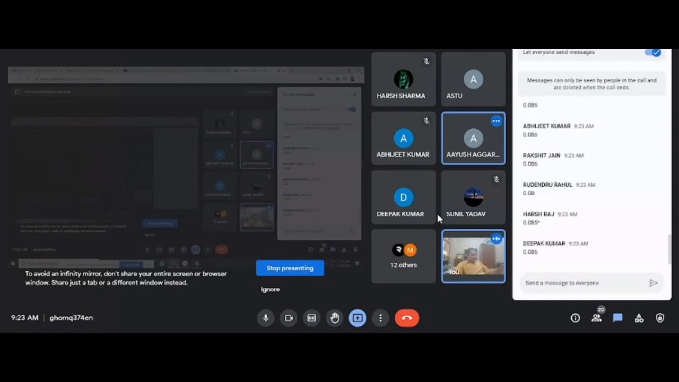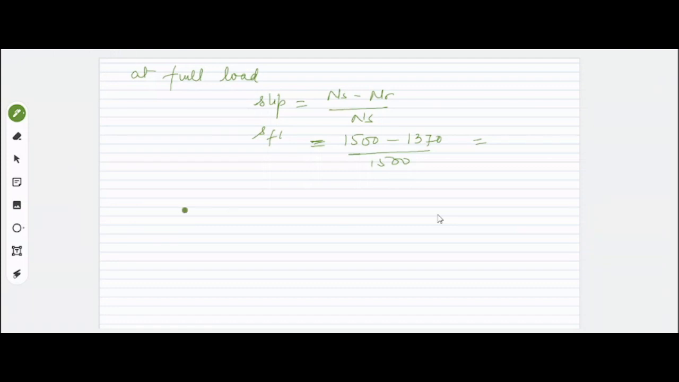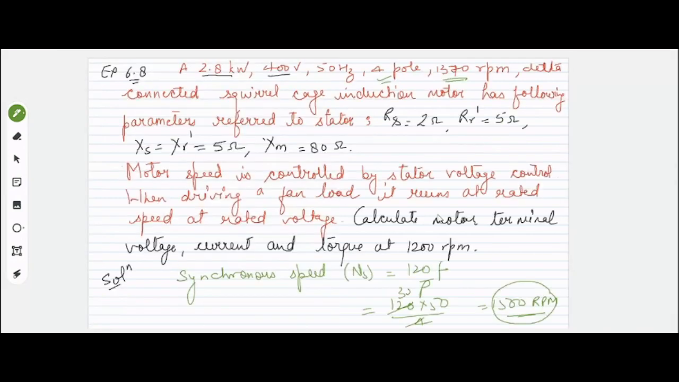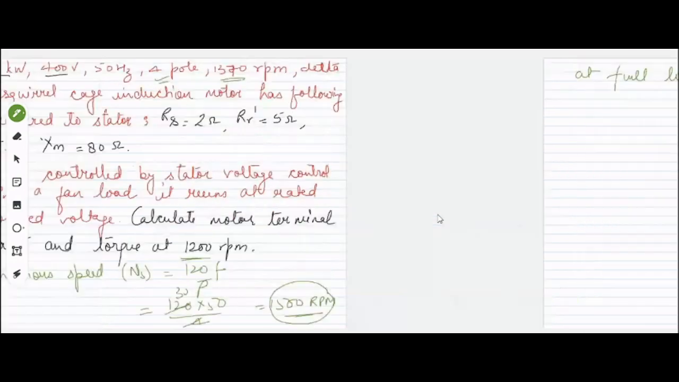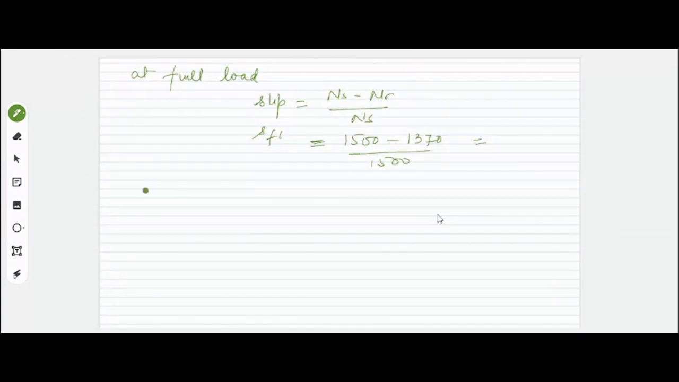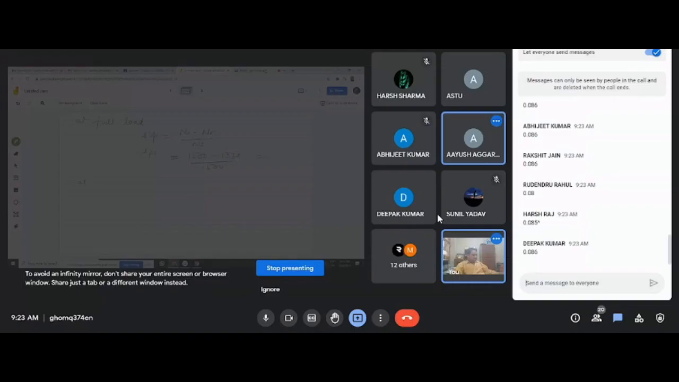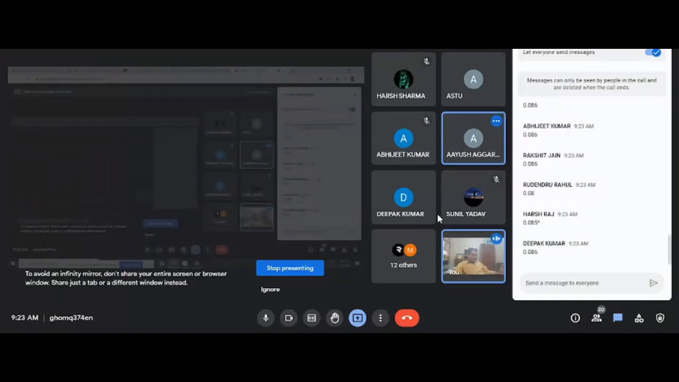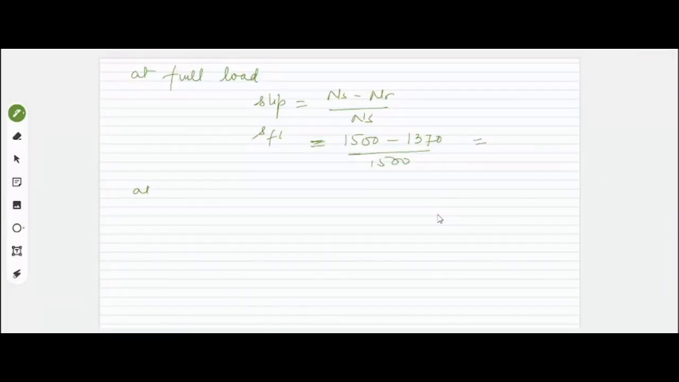Tell me the value of slip when it will be running at 1200 rpm. The question asks us to find everything at 1200 rpm. So can you tell me what the slip will be at 1200 rpm? Write the answer in the chat box. What will be the value of slip at 1200 rpm for this motor? How much will be the slip?